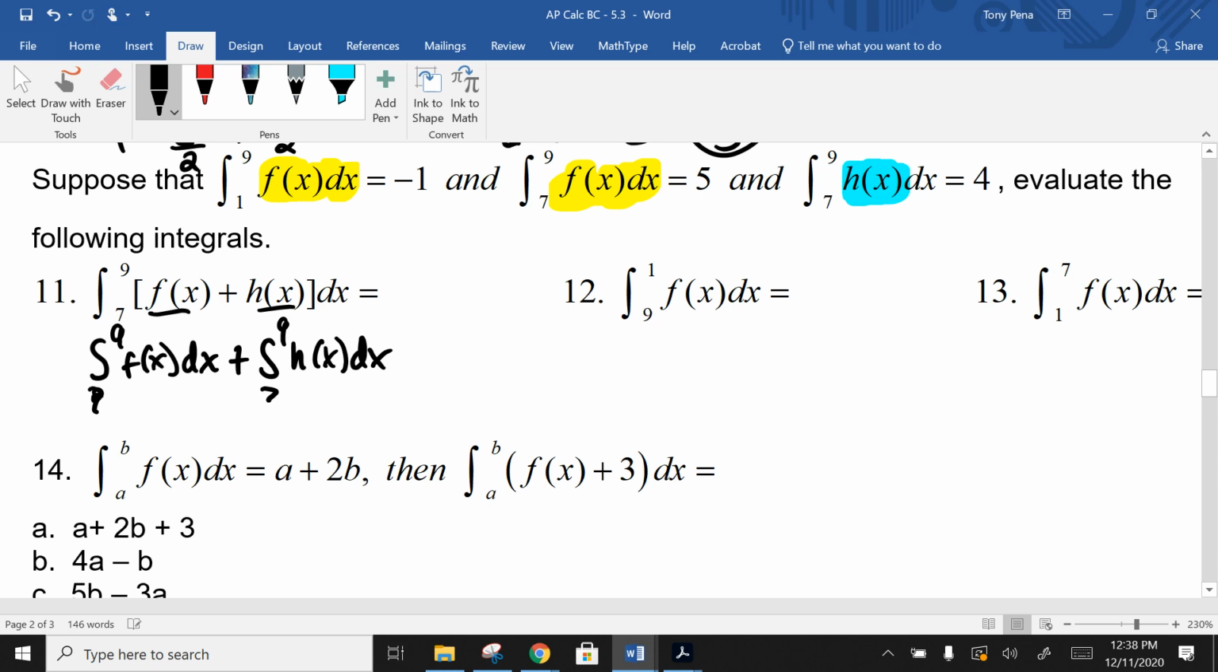Yes, Lily. On paper, at least, it just shows x for all three of them. So you're saying that the last f of x should actually be an h. Yeah, this definitely should be an h of x. Sorry. Yeah, so this one that I have highlighted in blue, change that to h of x. Thank you.